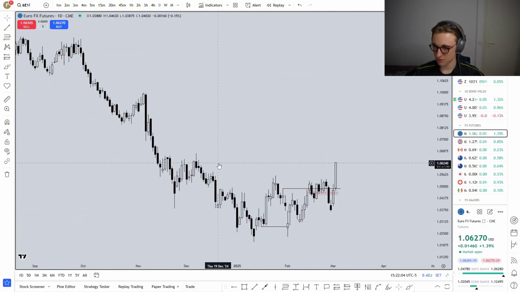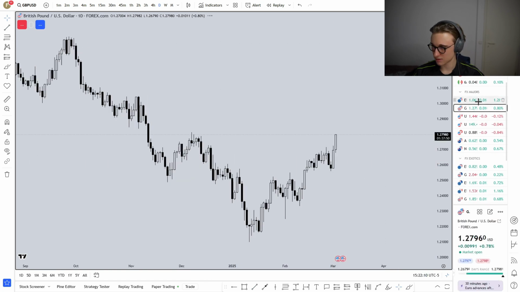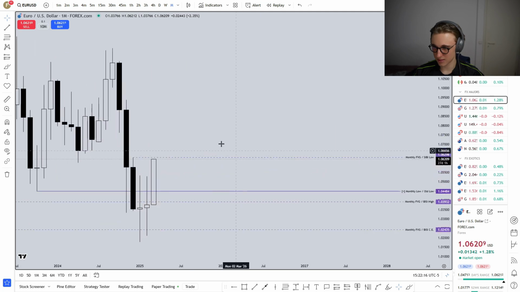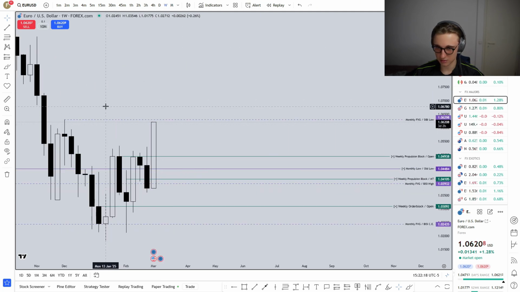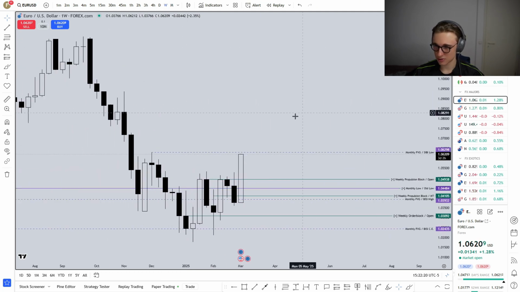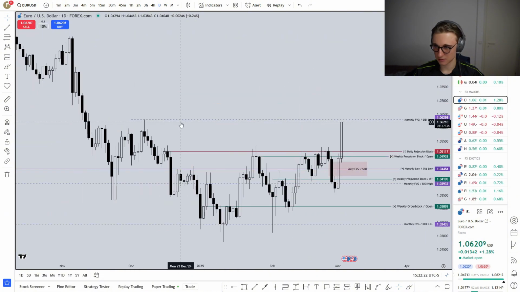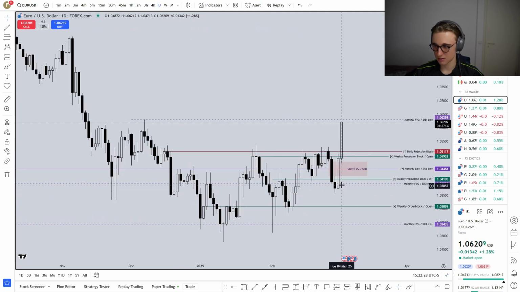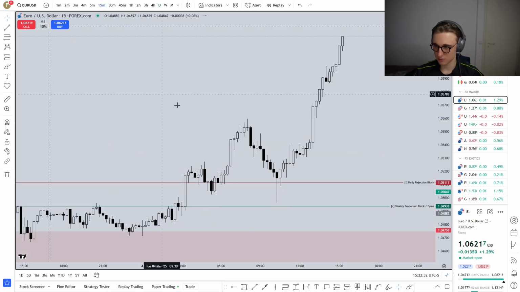So euro up into, straining up into the rejection block. Let's look at the CFDs. Up in at the monthly fair value gap high, which was our target outlined on the weekly outlook. Go check it out if you didn't do so. Just wonderful displacement. Monday creates the continuation of the swing low. Wonderful, wonderful, wonderful.